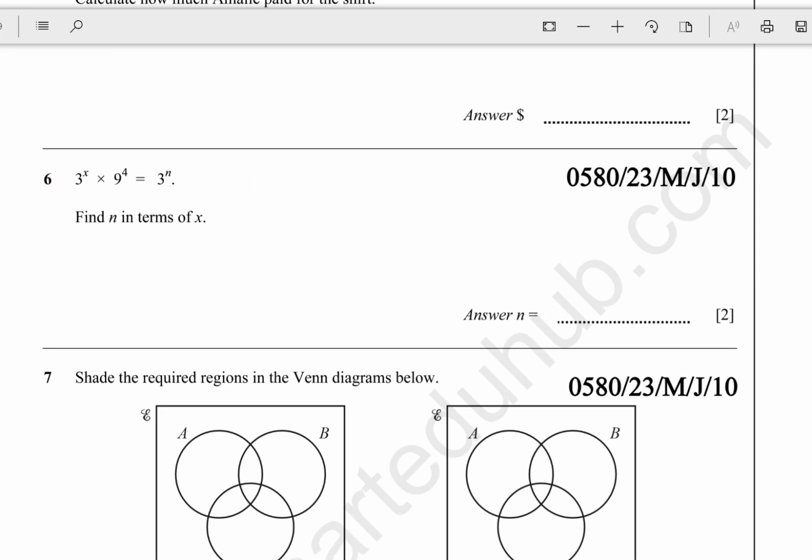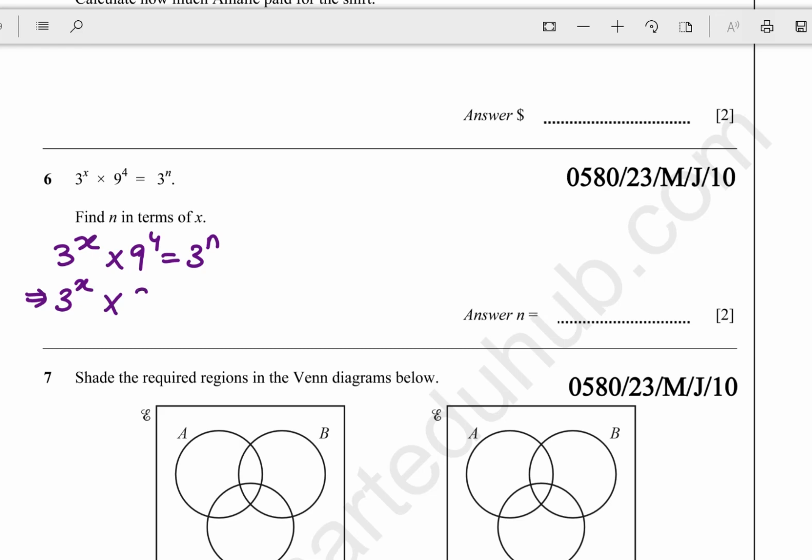Here's another example from May June 10, paper 2-3 and question 6. 3 raised to x into 9 raised to 4 is equal to 3 raised to n. So we want to find the value of n. So that's only possible when we have the bases to the left and bases to the right as 3. Okay, because when the bases are all equal, we can forget the bases and equate the powers.